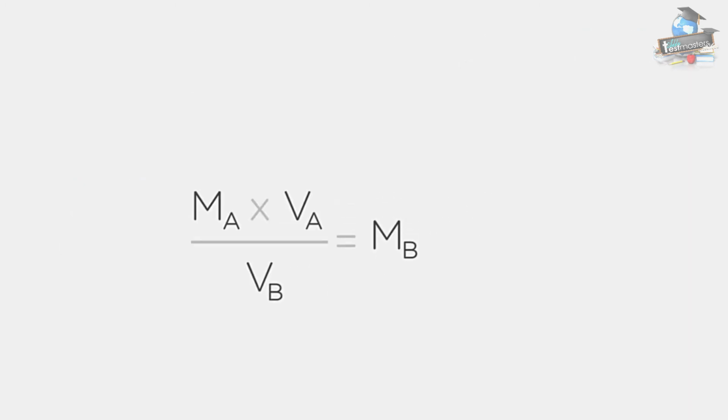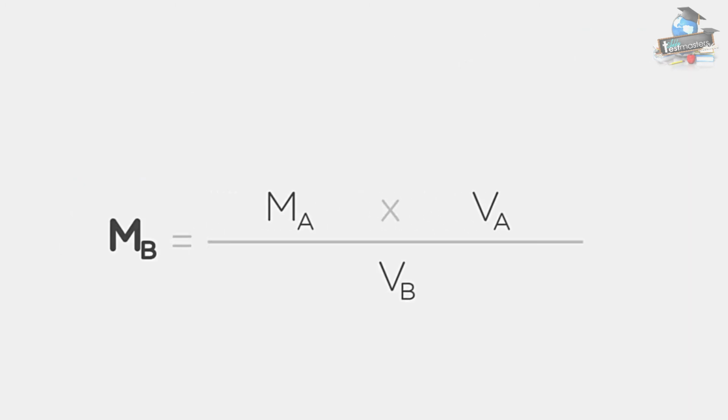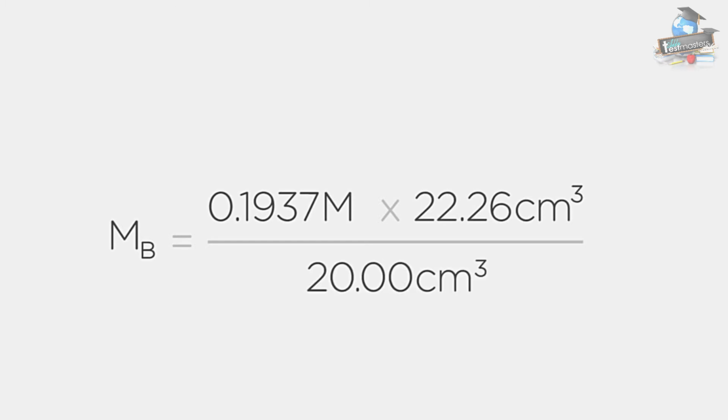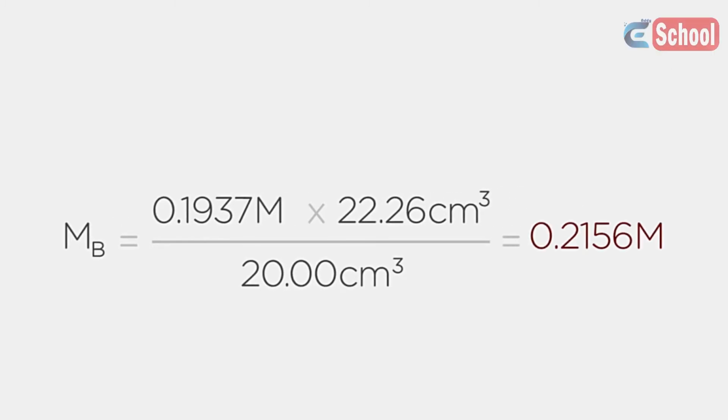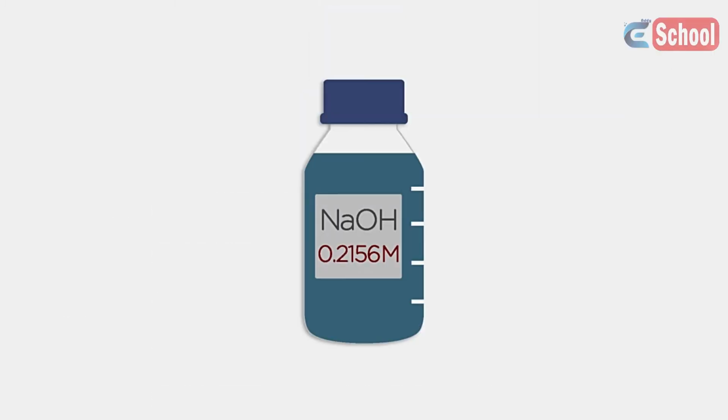Here's how you rearrange the equation to find MB. And now we just pop all our values in. So the precise molarity of our sodium hydroxide is revealed to be 0.2156 molar. How did you do?